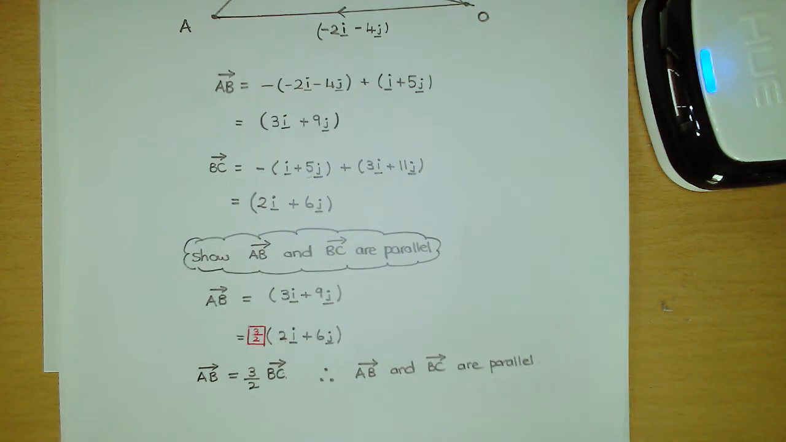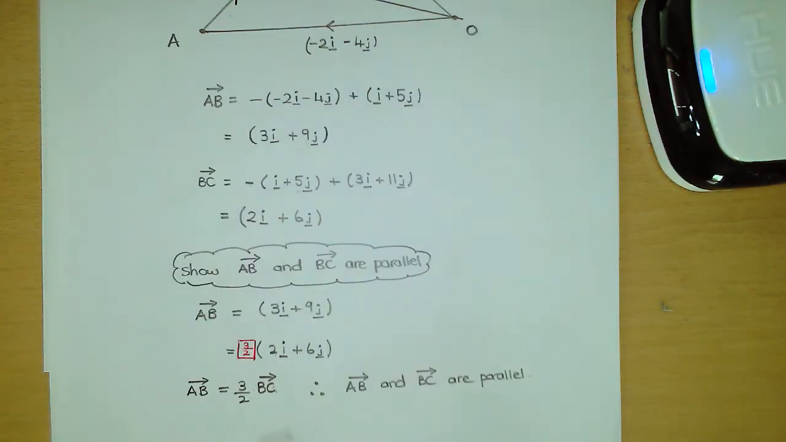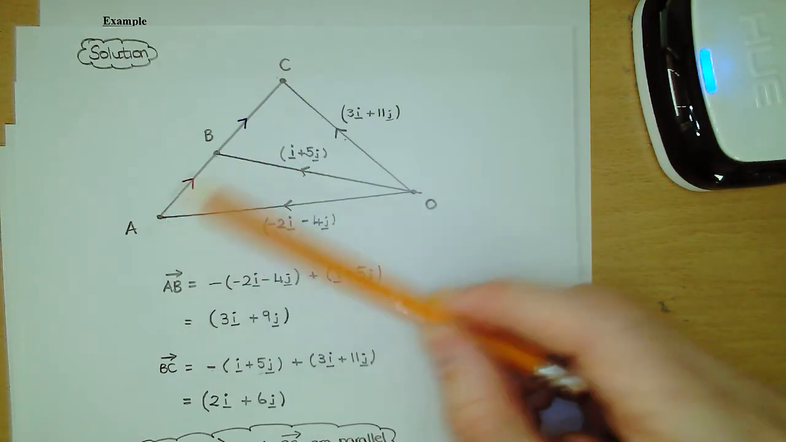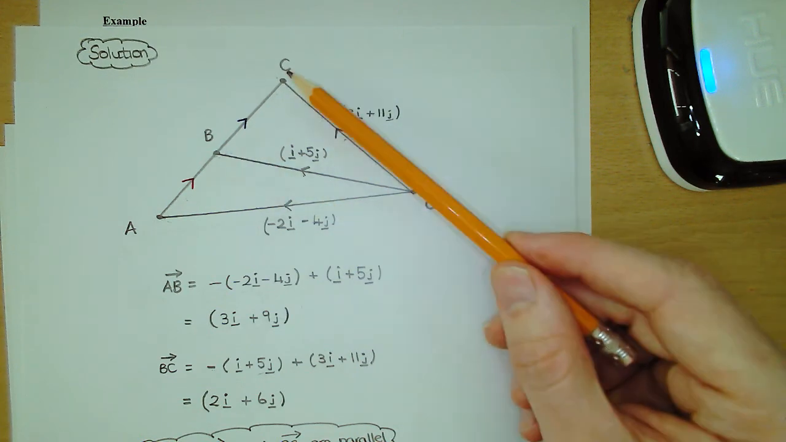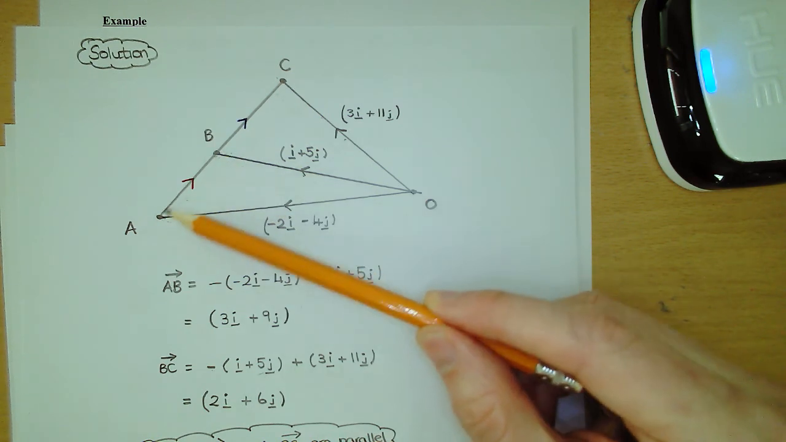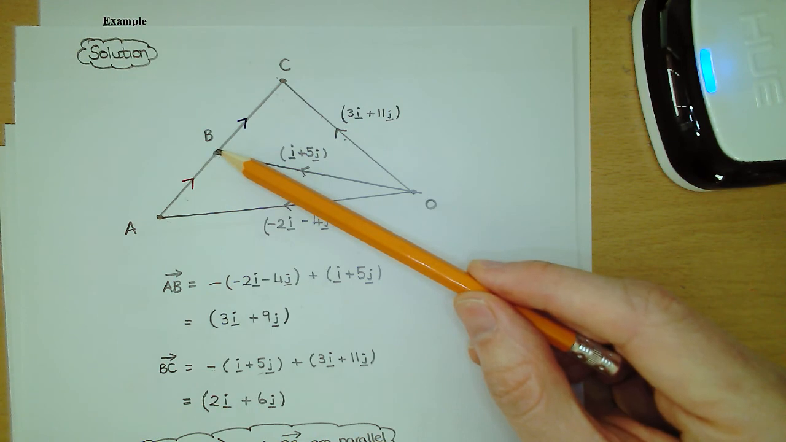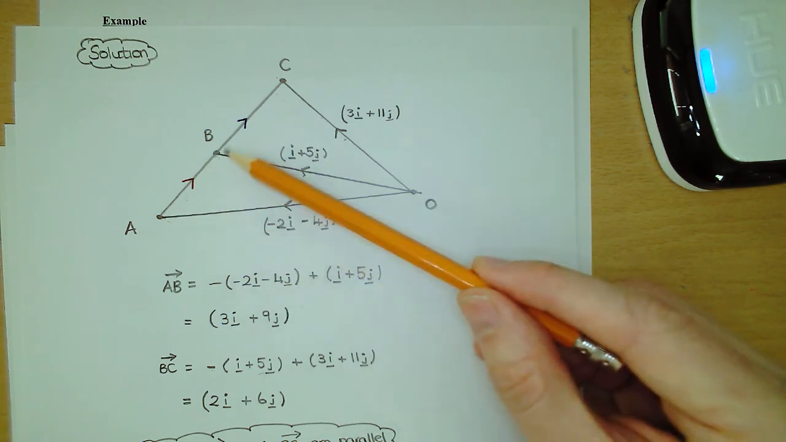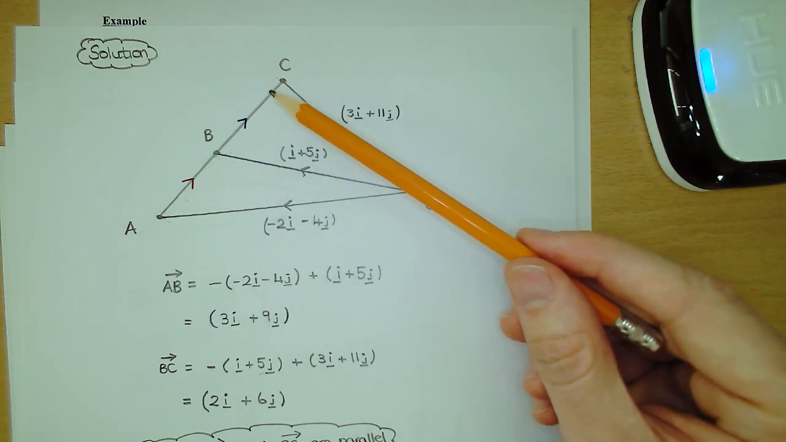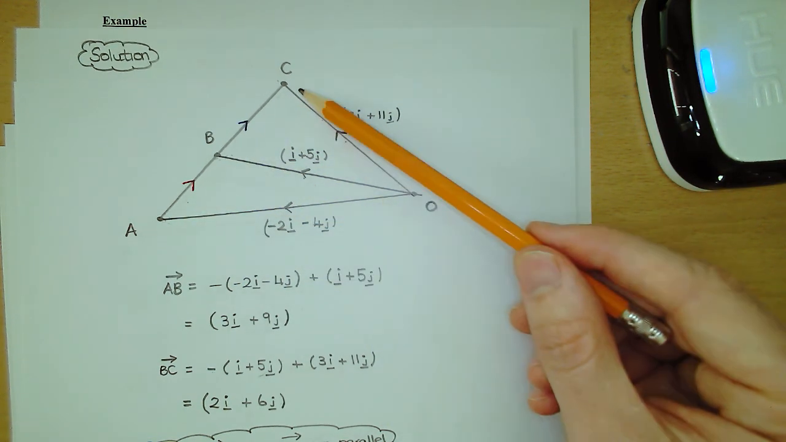Okay, now, here's how we now show that the 3 points are collinear. First of all, we've shown that AB and BC are parallel. Not only that, but B is a common point. So you think about it, if two lines are parallel and they have the same point in each of them, well then all 3 points have to be in the same straight line. Okay, so that's how we prove that the 3 points are collinear.